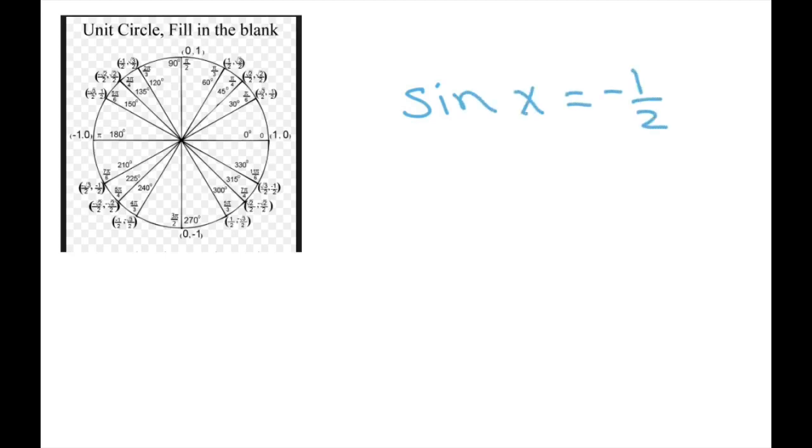Remember, sine is your y portion, so there's a negative 1/2 there, and there's a y that's negative 1/2. So those two solutions would be 7 pi over 6 and 11 pi over 6. And those are your two solutions.